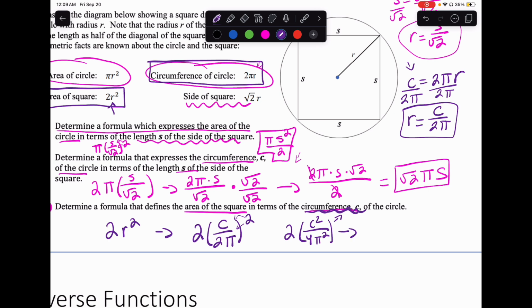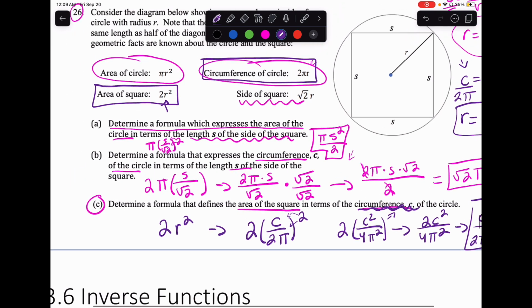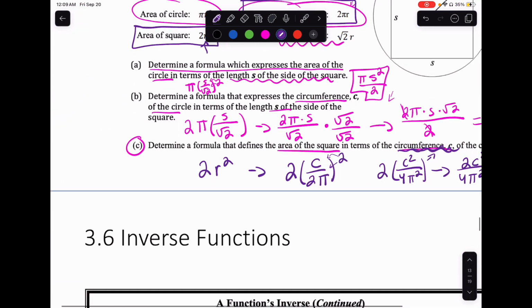And your last step is going to be just to move that 2, or multiply it with the numerator. So 2 times C squared over 4 pi squared. And then there's one more thing you can do because you have a 2 and a 4. You can simplify even further, and you're going to be left with C squared over 2 pi squared. Cool. So now that's that for the function composition.